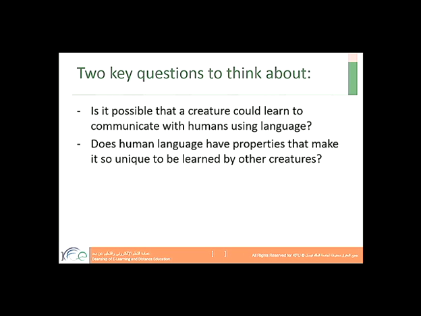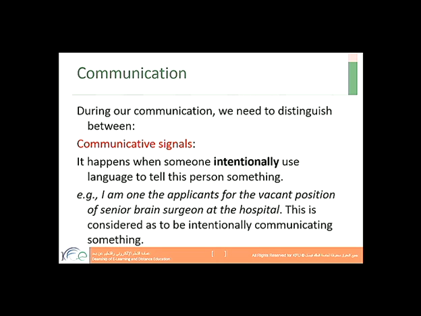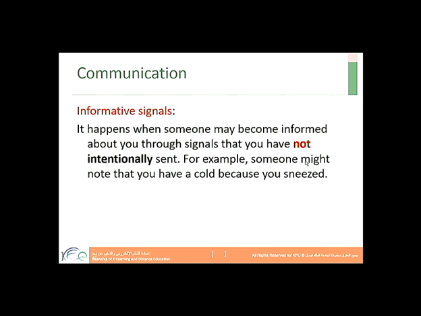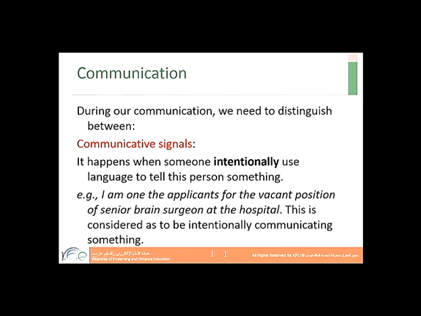So these two important questions hopefully will be answered, or at least you will get some thoughts and some answers, at the end of this class. So that's basically what we are going to focus on today in this lecture. I will start by talking about communication and the distinction between two concepts that we may use and refer to during our communication. These two types of communication are communicative signals and informative signals. So what do they mean?